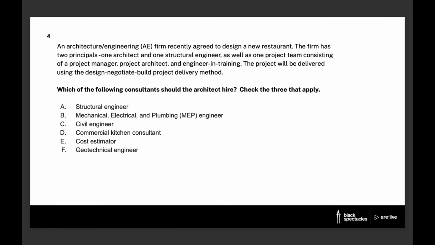Here, though, we're working at an AE firm, an architecture and engineering firm. We've got one principal, the other principal that's not an architect is a structural engineer, and we have an engineer in training on the project team. So you've got to think, why were all those clues included in this question? I think it's because the question writer, in this case me, wants you to not choose structural engineer for this question because it seems like you have the in-house capability to do structural engineering.